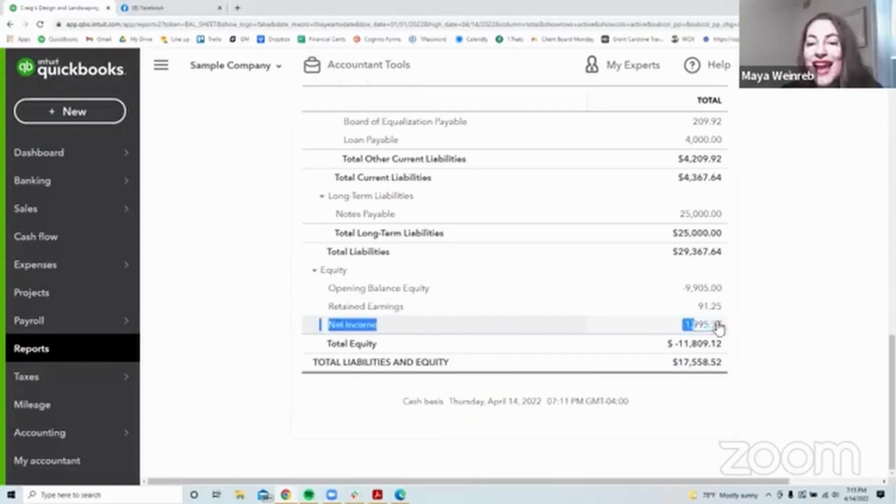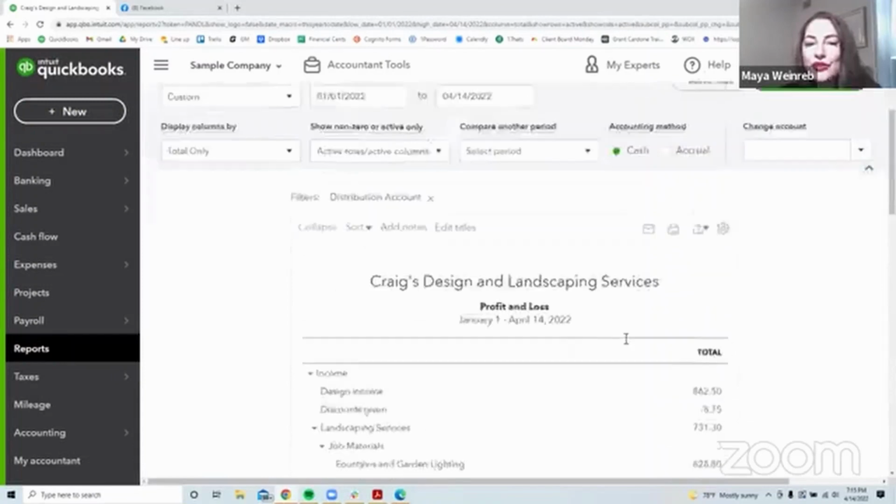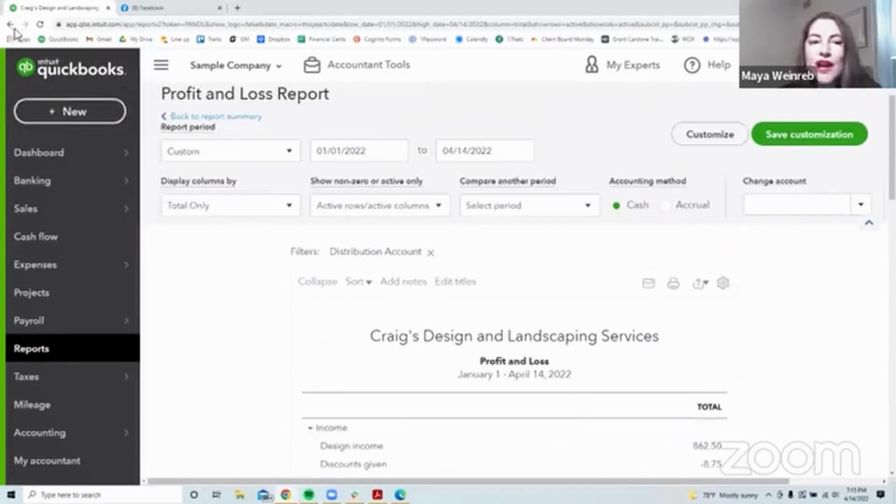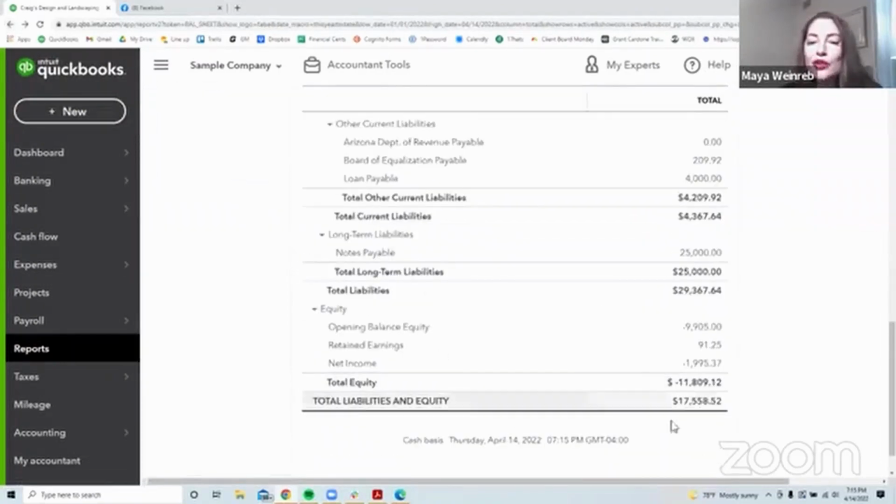And then you've got your net income. So this number, if you click on it, you'll see it takes you back to your profit and loss. And that's because that net income on your balance sheet is what is represented on your P&L. It's the same exact number. How do they come up to this? It's everything on your profit and loss.